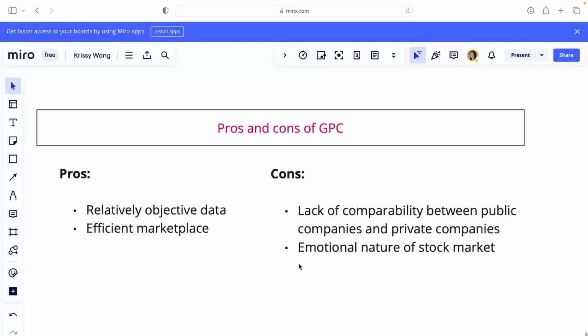Second, emotional nature of stock market. As we all know, sometimes stock market reacts to the traders', stock participants' emotions, and they do not always reflect the most accurate information about how much a company is actually worth. So that's something we always have to keep in mind and consider.